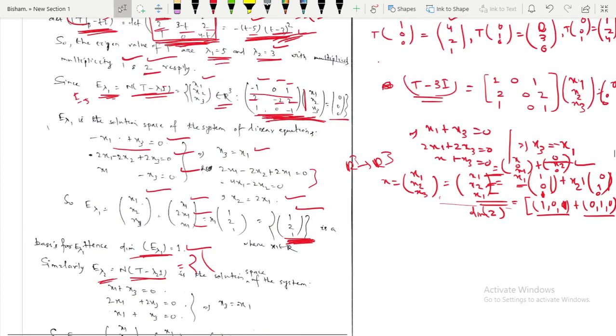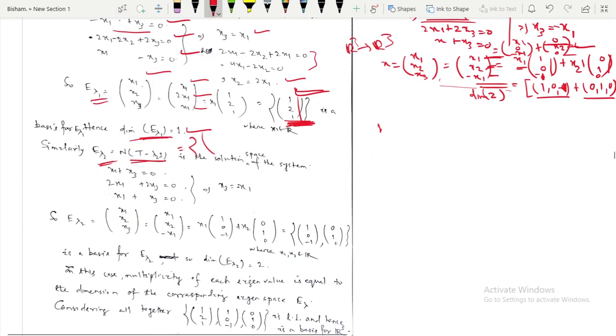x3 equal to minus x1, so x1 plus x3 equal to 0, so x3 equal to minus x1. In place of x3 we put minus x1, so this is x1 0 minus x1, then 0 x2 0. So this is 1 0 minus 1, and this is 0 1 0. So what vectors did we get? For lambda 1 we got the vector 1 2 1, and for lambda 2 we got 1 0 minus 1 and 0 1 0.